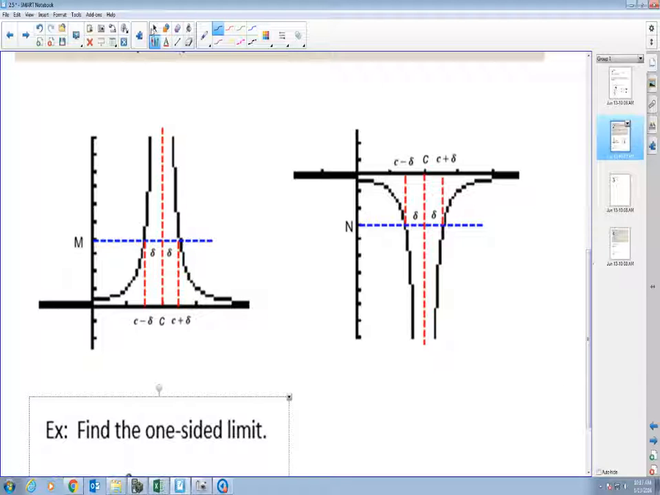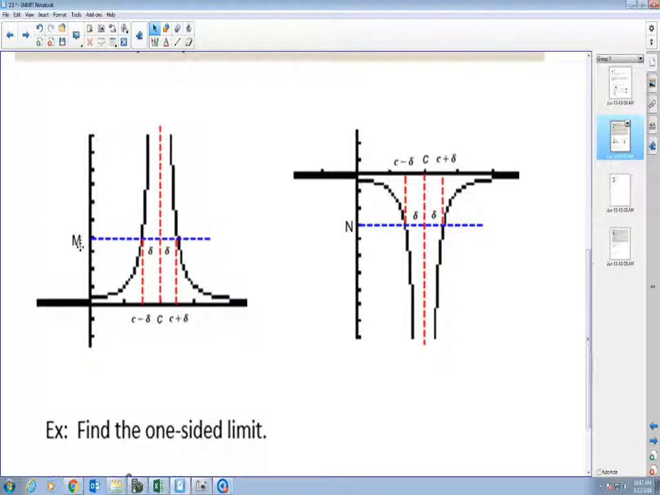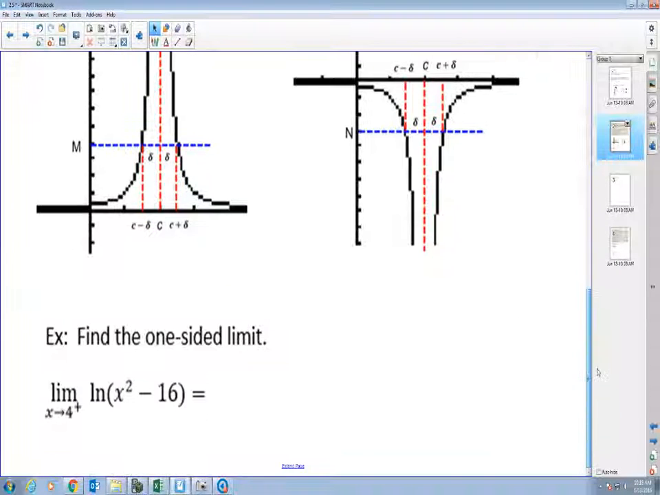What can happen is, as I move this blue line upward, my y value M is getting larger and my delta will begin to shrink. That means I'm getting closer to approaching c. And eventually, if I move this all the way up to infinity, I'm actually evaluating my x value at c itself.